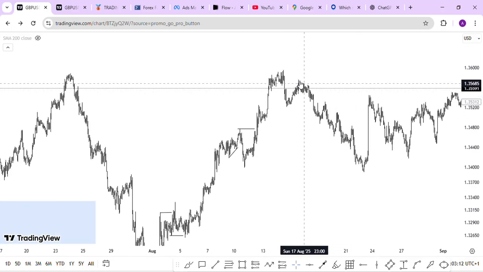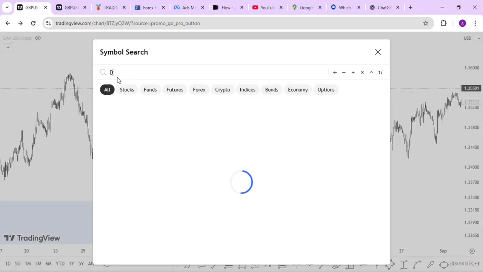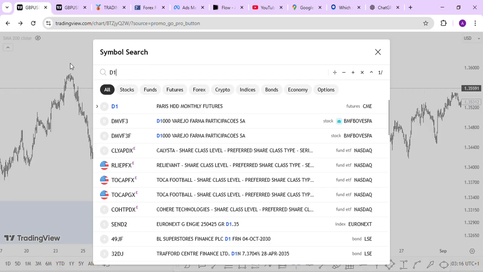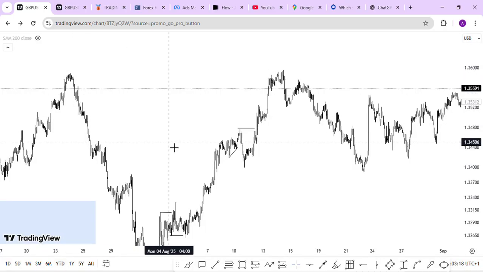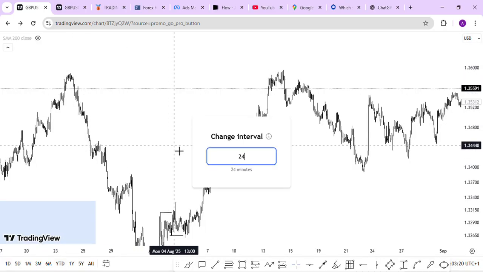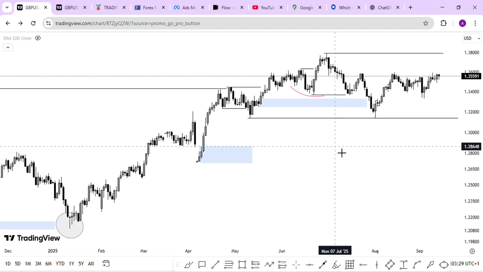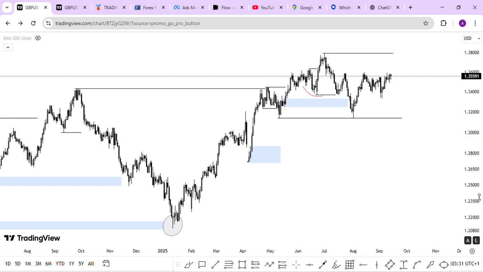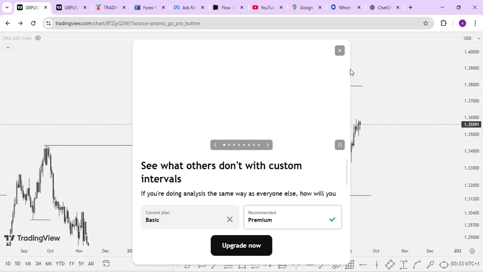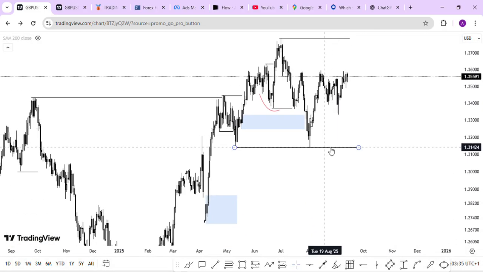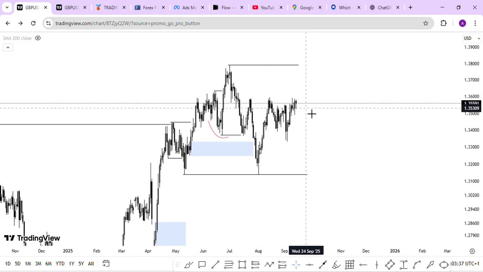until we have a situation in the daily time frame, D1, sorry, 24 hours, until we have a situation in the daily time frame that doesn't support this trend, that is pushing back again.